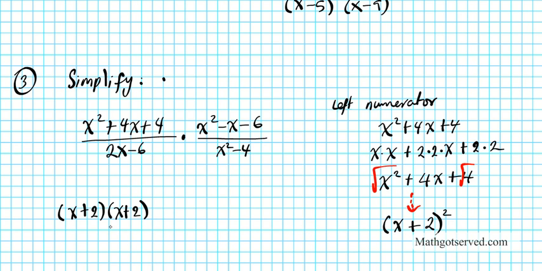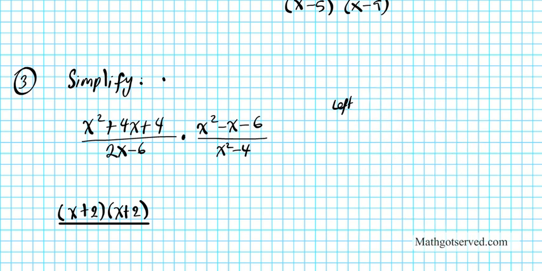With that in mind, we're going to shift our attention to the left denominator. So what do we have there? Let's go ahead and write that down. The left denominator is 2x minus 6.